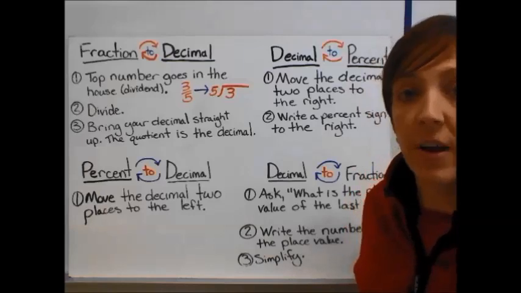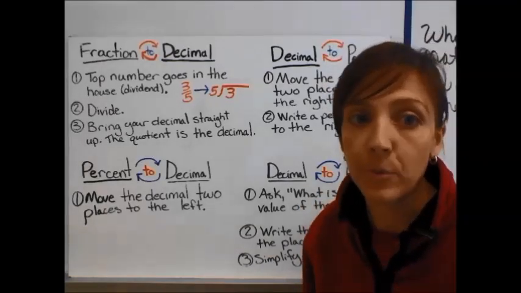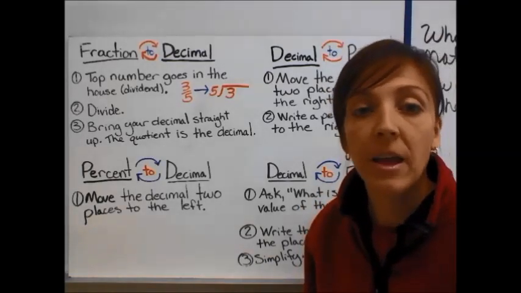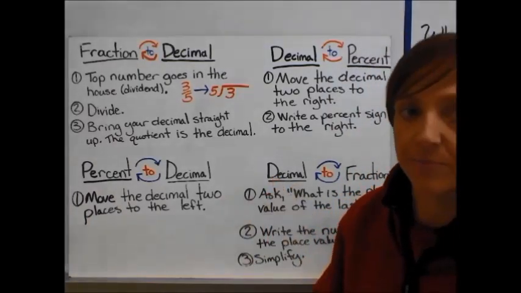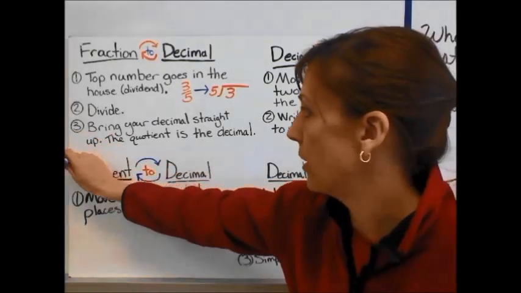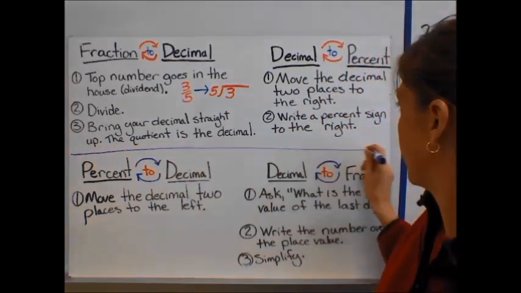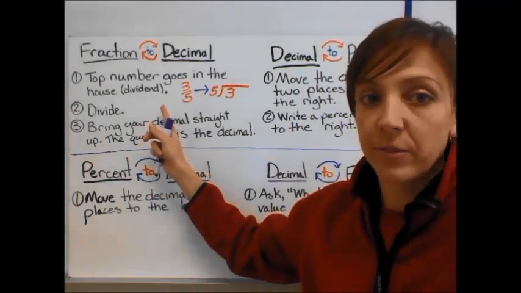What are the rules for changing a fraction into a decimal, and a decimal into a percent, a percent into a decimal, and a decimal back into a fraction? Let's start with the top 2. Changing a fraction to a decimal.